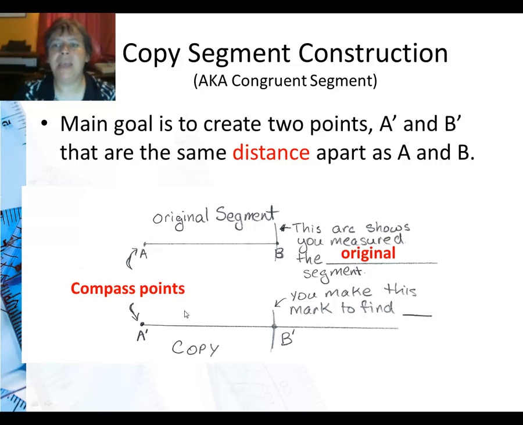All right. Then on your new segment where A prime is, you put your center there, the compass point, and you don't change the compass, you make another arc. Where those two intersect, that's B prime.